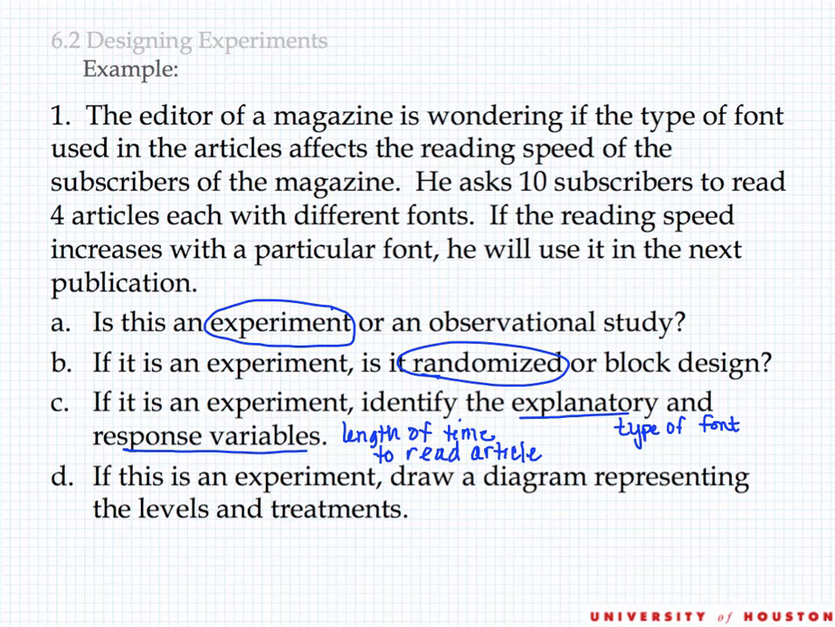If this is an experiment, draw a diagram representing the levels and treatments. Well, when we're drawing a diagram for an experiment, we start off with what's going in, how we're going to split apart people or do what we need to do, and we're going to end it with a comparison. Now we have 4 different fonts, so I'm going to make 4 branches. We have 4 treatments, and each of those treatments will be reading a different font, and then we're going to compare our reading times for each of these fonts.